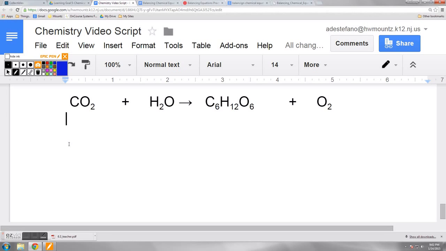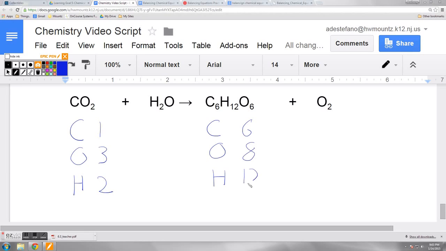This last equation is both our most complicated one and nice because it shows us that sometimes you really shouldn't reduce even though it seems like you can. So let's first write down our atoms. We have carbon, oxygen, and hydrogen on each side. And then we'll count up the total number of atoms in the reactants and the total number of atoms in the products. So we have 1 carbon, 3 oxygen, and 2 hydrogen in the reactants, and 6 carbon, 8 oxygen, and 12 hydrogen in the products.